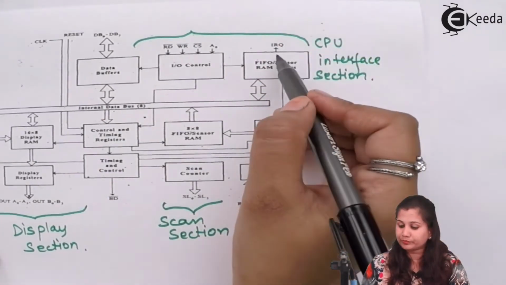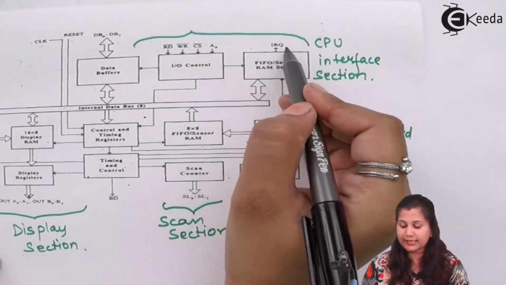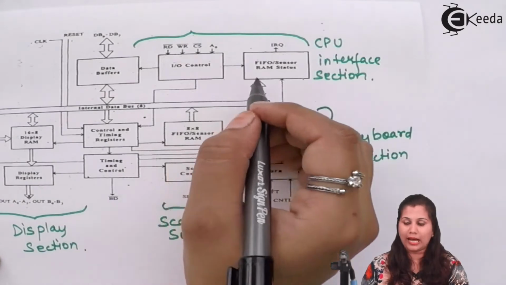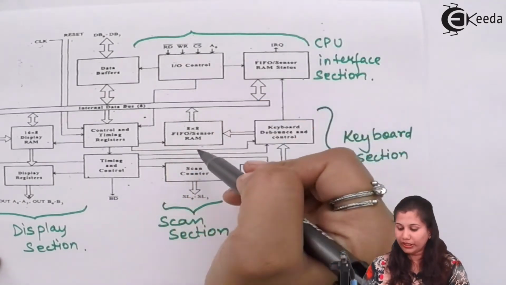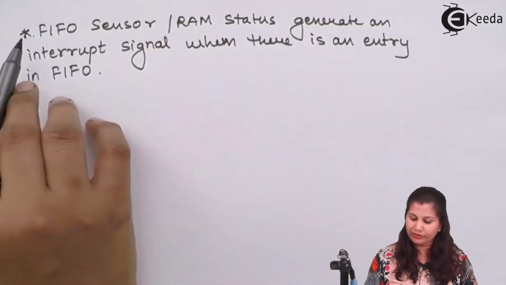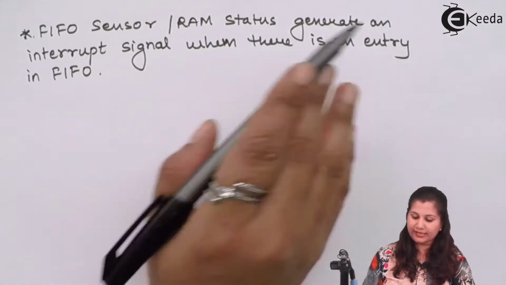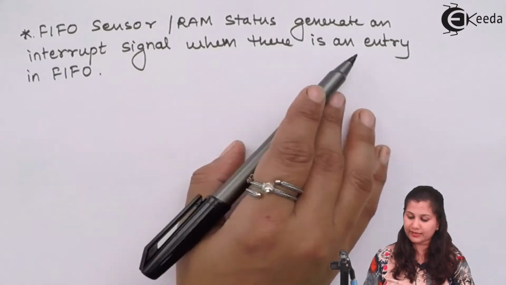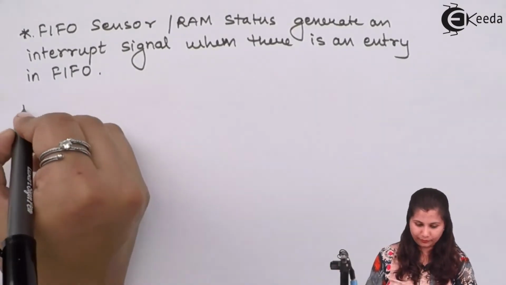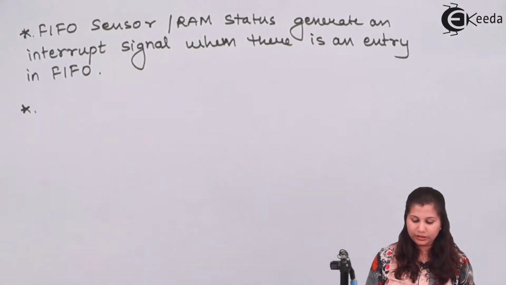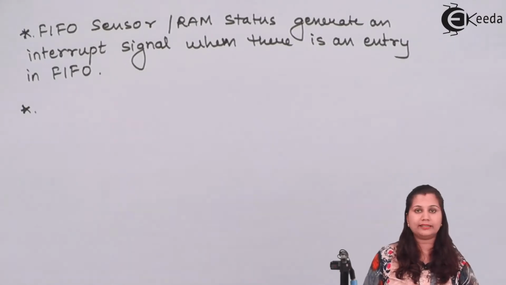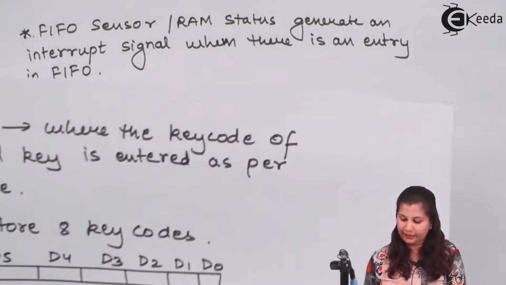Okay, and through this signal, the CPU or the processor is going to be interrupted, and then the CPU is going to read the key code from this RAM. Okay, so FIFO sensor RAM status generates an interrupt signal when there is an entry in the FIFO RAM. Okay, now the format of the key code entry, we have already studied that it has these 8 bits.